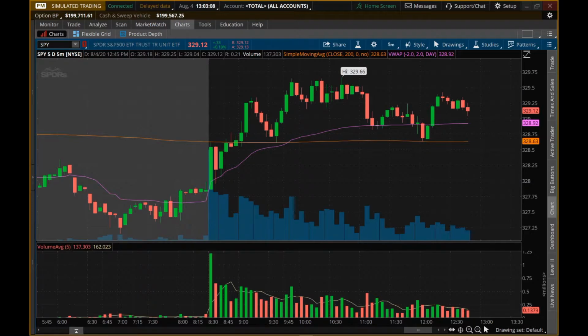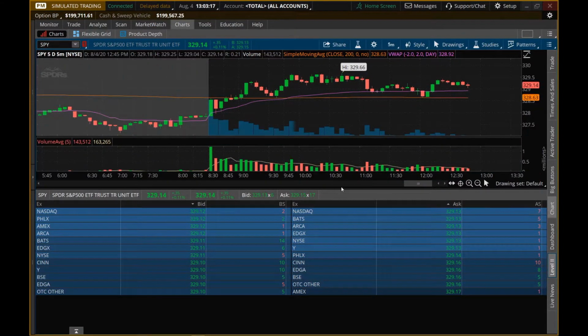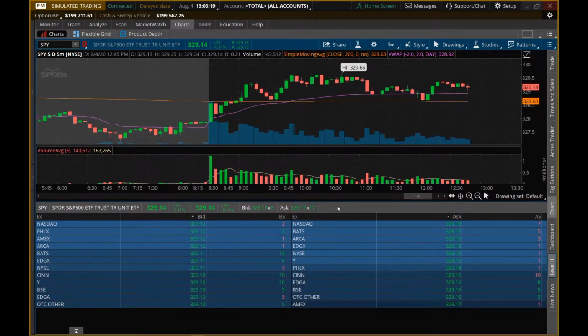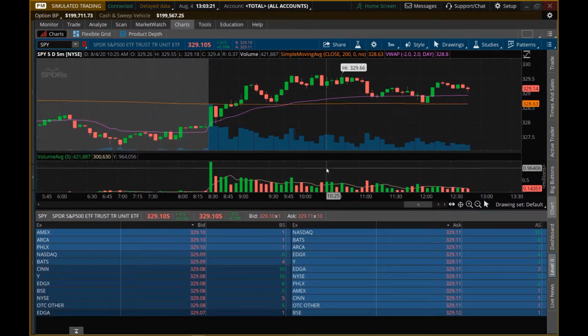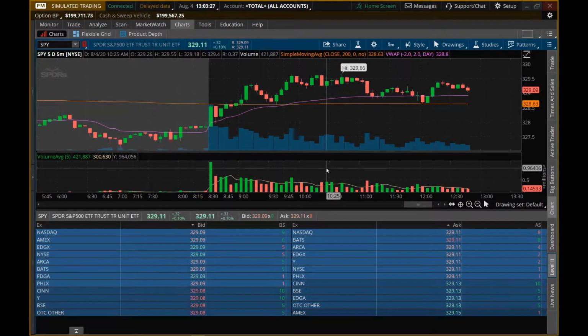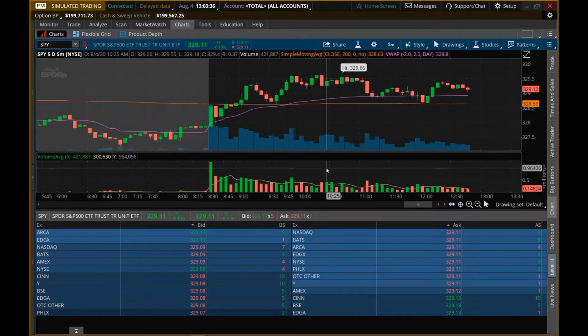Today we're going to be discussing Level 2, so let's go ahead and jump right in. Over here on the right hand side you can see Level 2. If we go ahead and click that, it will enable and bring up Level 2 on your screen. If this is the first time that you've ever seen Level 2 data, it can be quite confusing. However, Level 2 is very helpful as a day trader. So what Level 2 is, it gives you an idea of market depth.